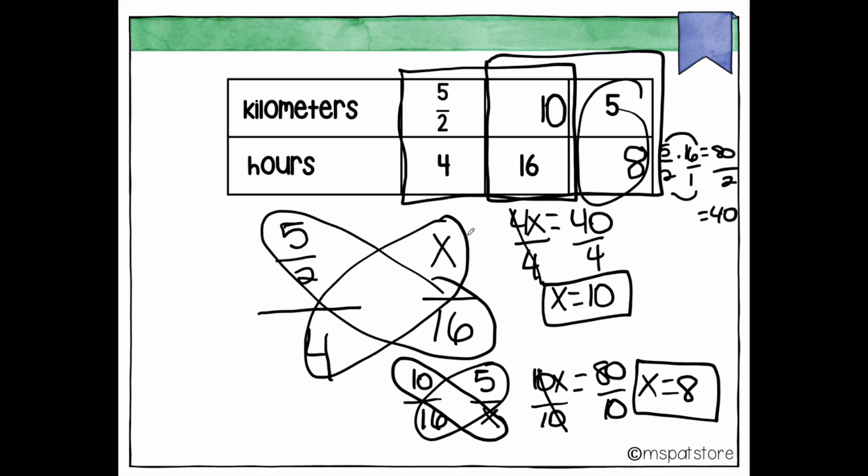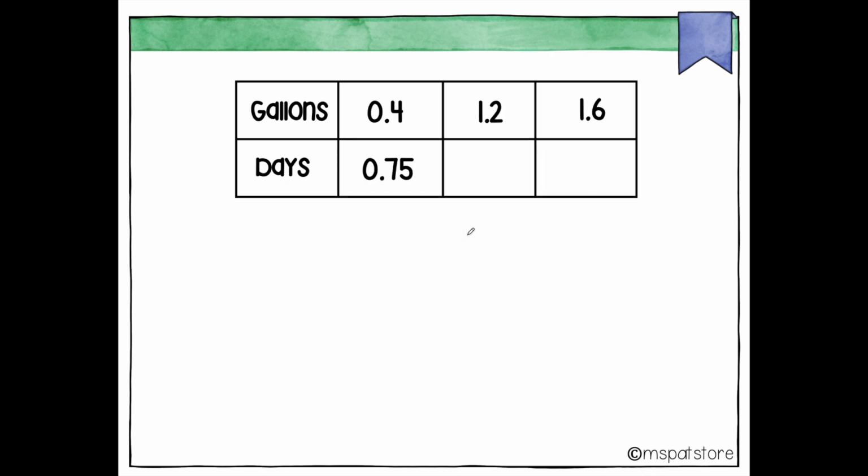So that's what I do to solve this type of table. I would like you to try to do this one by yourself. I'm going to start with the first box, the first part of my table. So I'm going to rewrite this ratio in fractional form.